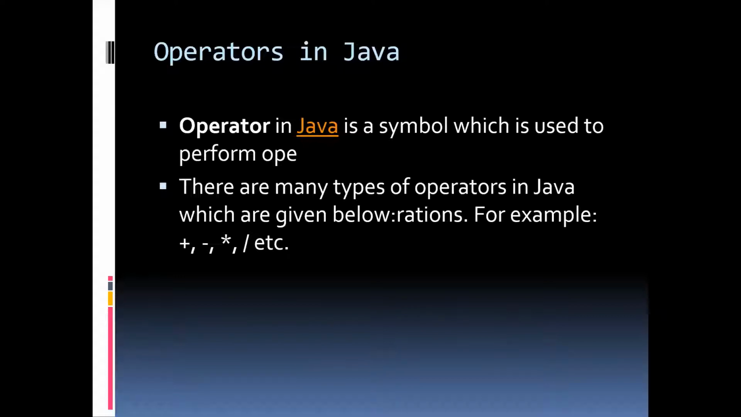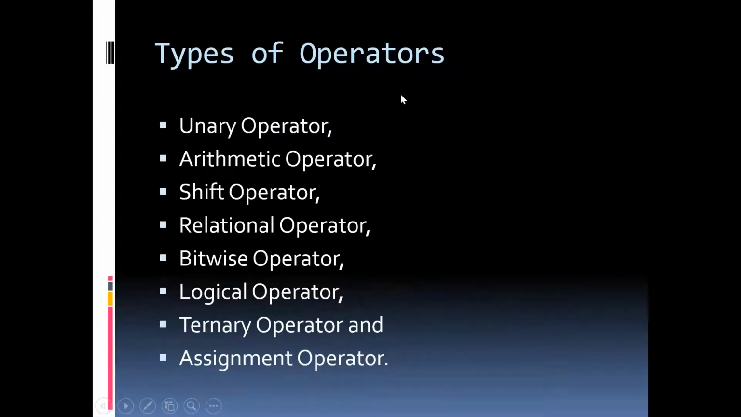And Java supports a very large number of operators, and some of the operators given as examples are addition and subtraction. These are arithmetic operators, etc. Now moving on to the types of operators, like what kind of operators Java supports. Here is the list. You can see unary operator, arithmetic operator, shift operator, relational operator, bitwise operator, logical operator, ternary operator, and assignment operator. Let us know about all of these operators along with example programs.